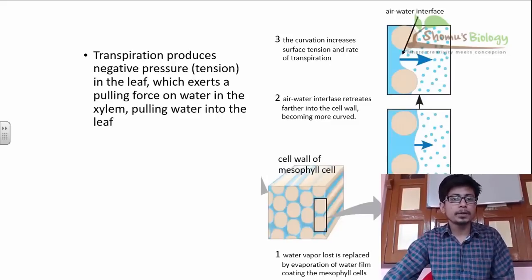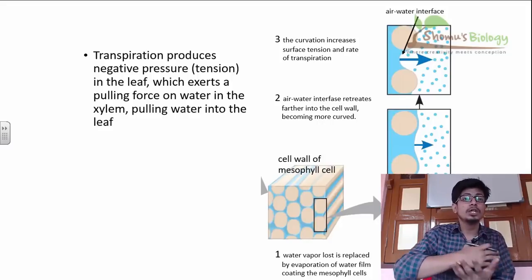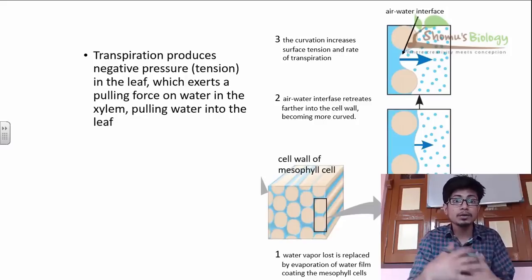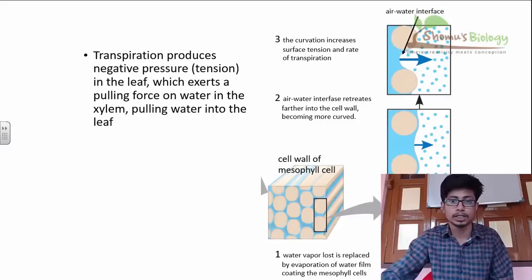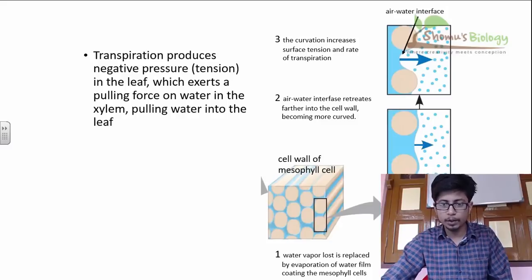Now transpiration produces negative pressure. We call it a tension in the leaves, right? And due to this negative pressure, the plant leaves try to get away from the pressure. How to minimize the pressure? It will start pulling water to the front. So these are the air-water interface. As you see, air-water interface, and as it's moving, the water vapor lost is replaced.